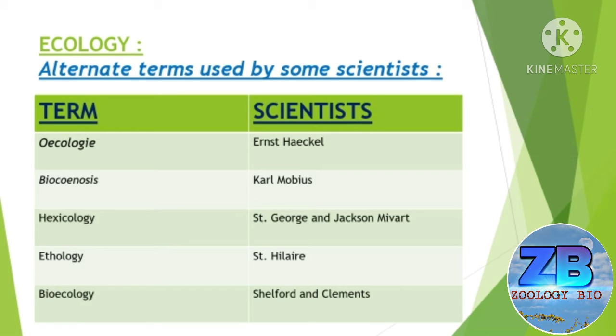And now some alternate terms used by some scientists for ecology. The first one is Ernst Haeckel, who used the term oikology. Scientist Carl Moebius used the term biocoenosis. Scientists St. George and Jackson Weaver used the term hexecology. St. Hilaire used the term ethology. Scientists Selford and Clements used the term bioecology.